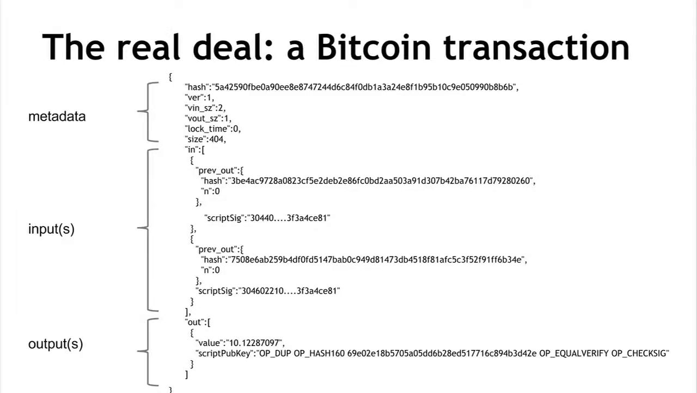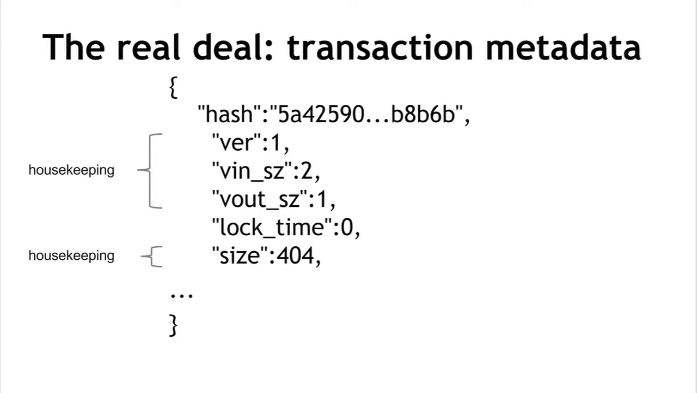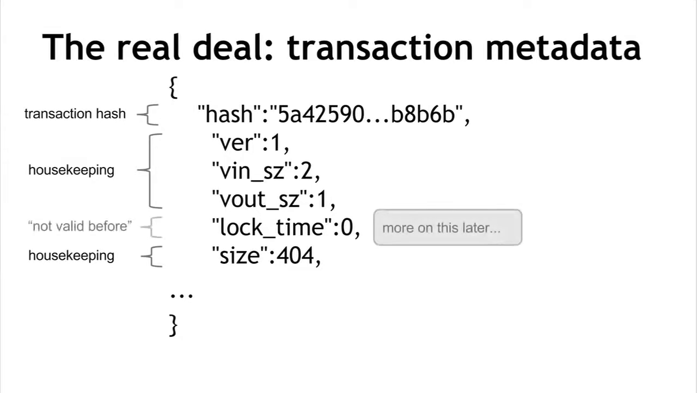So there are 3 parts: some metadata, a series of inputs, and a series of outputs. We'll start with the metadata. There's some housekeeping information, which is the size of the transaction, the number of inputs, and the number of outputs. Pretty straightforward stuff. There's the hash of the entire transaction, which, as I said, will serve as a unique ID for the transaction to let us do hash pointers. And then there's this funny lock time parameter, which I'll come back to later.